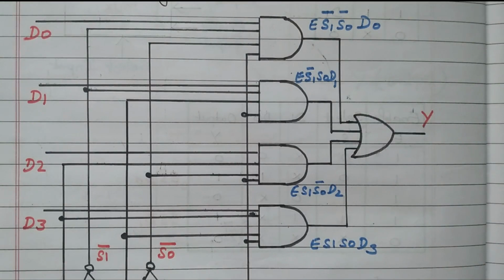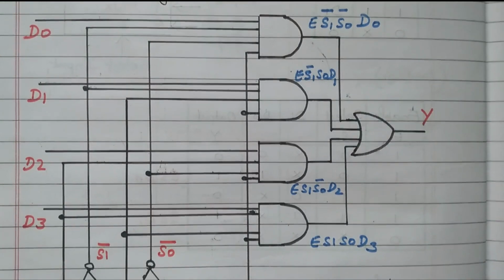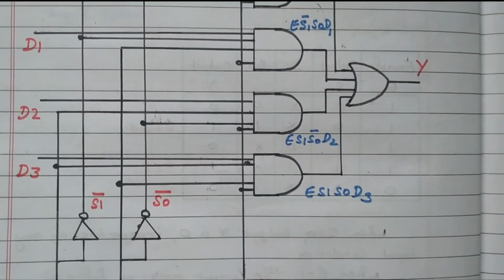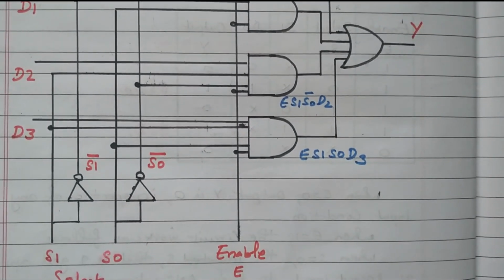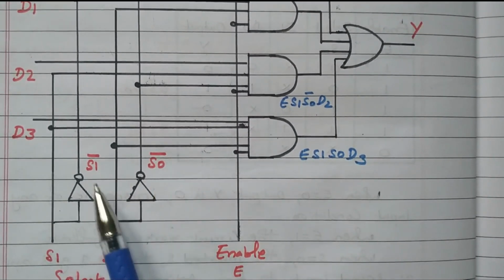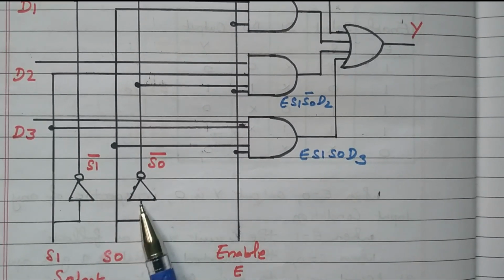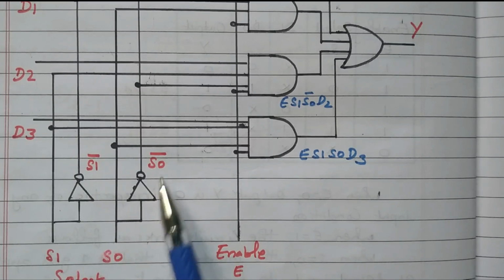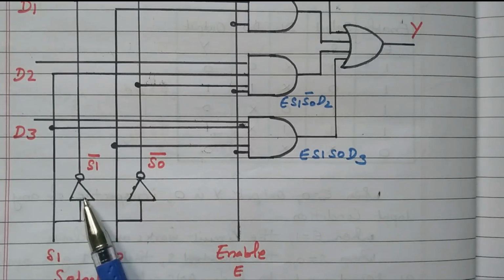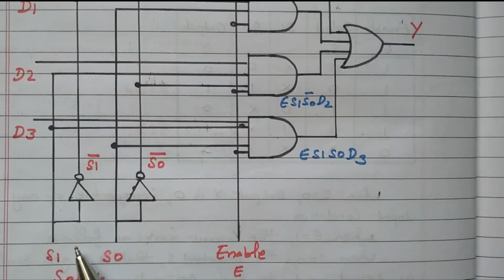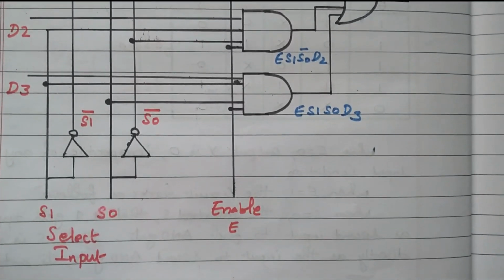Then we have the selection lines available, S0 and S1, right? By connecting one NOT gate, we got S0 dash. Here also in S1, by connecting one NOT gate, we got S1 dash, right? So we have S0, S1 as well as S0 dash and S1 dash.